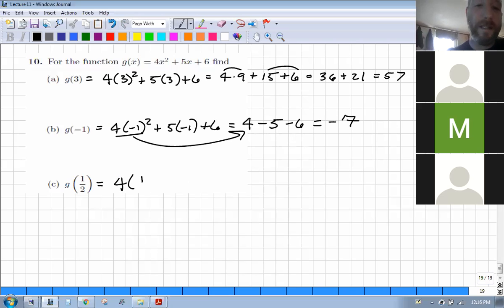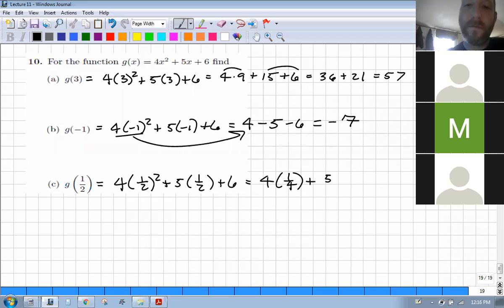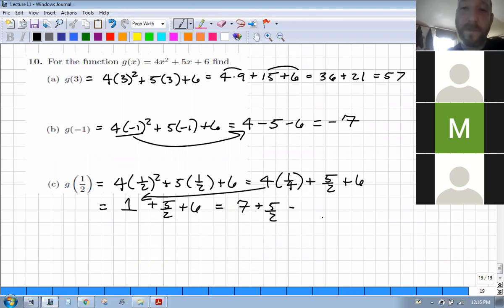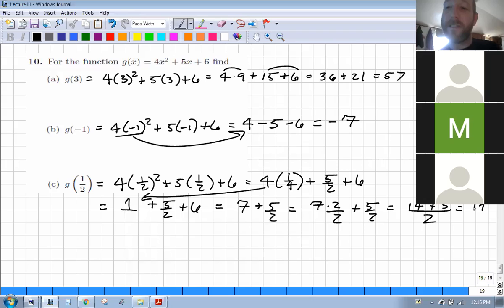Here I'm just replacing the x with a 1/2. So 1/2 squared is a 1/4. Okay. So 4 times a 1/4 is just 1, right? And then 5 halves and then 6. 6 and 1 is 7. Let's get a common denominator. So I'll multiply the 7 by a 2/2. So I got 14 and 5, and they're both over 2. So 19 halves.